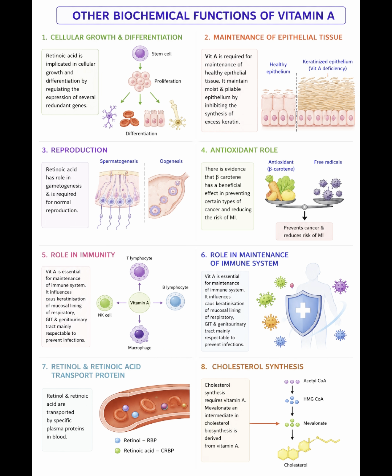So other biochemical functions of vitamin A. First is cellular growth and differentiation. Retinoic acid is implicated in cellular growth and differentiation by regulating the expression of several relevant genes. This is seen in skin, epithelial tissues, and gonads. Abnormal keratinization of skin, conjunctiva, and reduced sperm count are seen in people with vitamin A deficiency. Next, vitamin A is essential for formation of mucopolysaccharides in extracellular matrix. Next, vitamin A is required for maintenance of healthy epithelial tissue. It maintains moist and pliable epithelium by inhibiting the synthesis of excess keratin. So retinol creams are used to treat acne, prevent wrinkles, and signs of age.